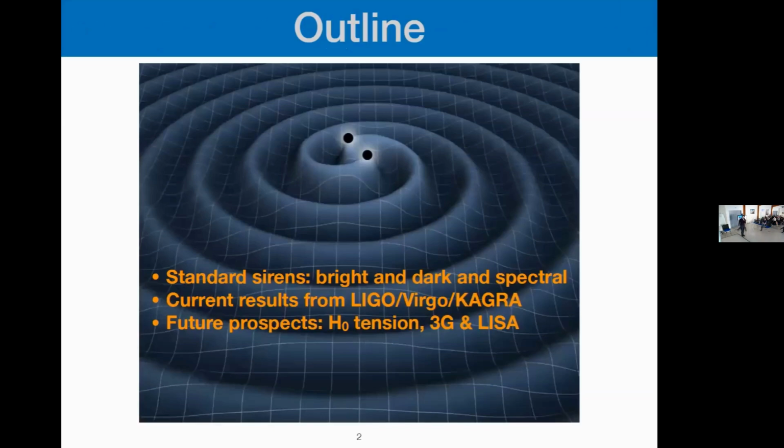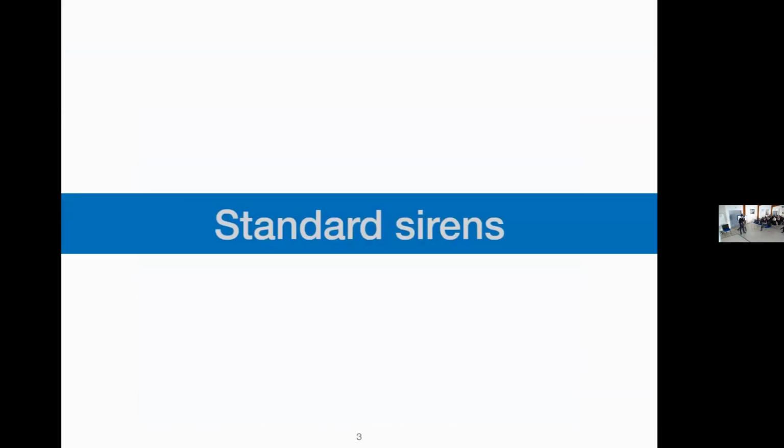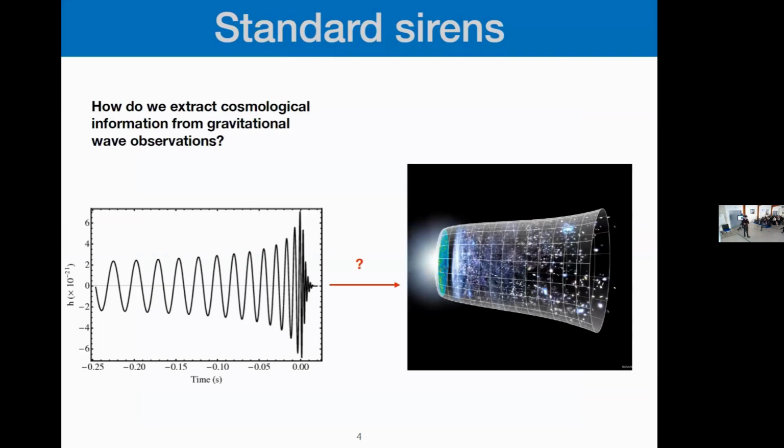So I'm going to try to give you a bit of overview of what we can do in terms of cosmology with gravitational waves, going through the methods, showing the current state, and then a bit of future perspectives. So let's go through the methods first. The main idea is how do we go from the waveform to basically infer how the universe is expanding.